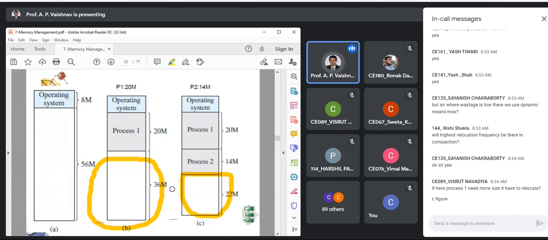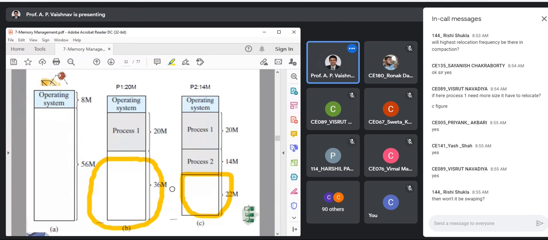Because what is required in case of dynamic partitioning? Memory allocation has to be contiguous. You understand what contiguous memory allocation is, right? Contiguous means sequential, so it will be swapping. You have to swap out P2 and give extra space to P1. Okay, then if space is still there, you bring P2 again.